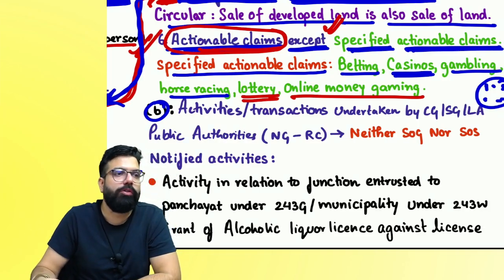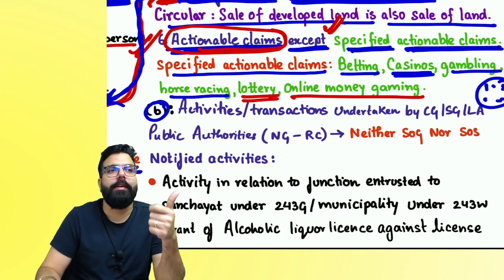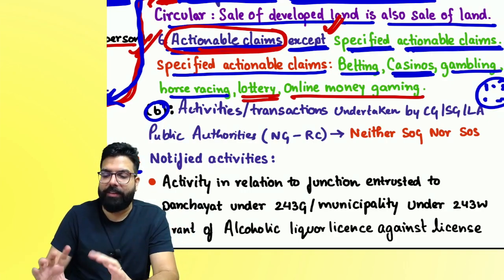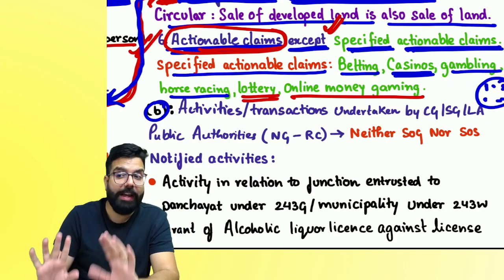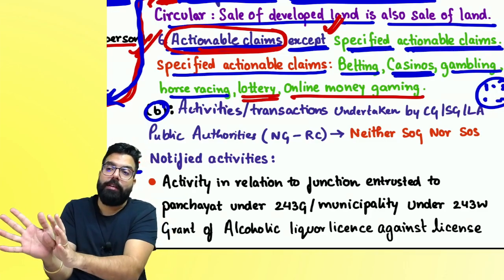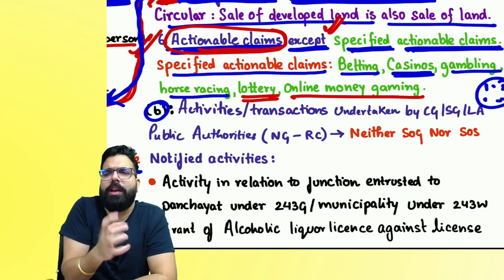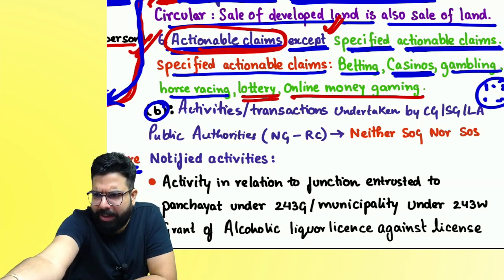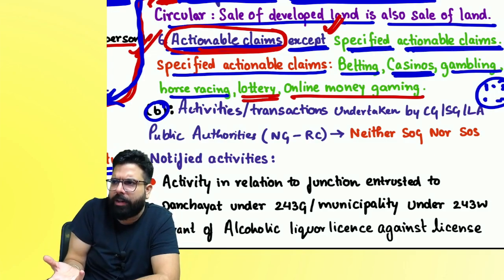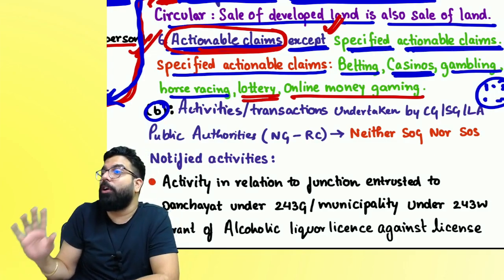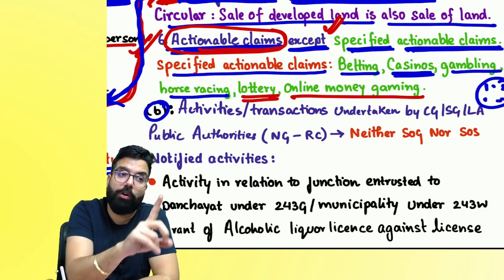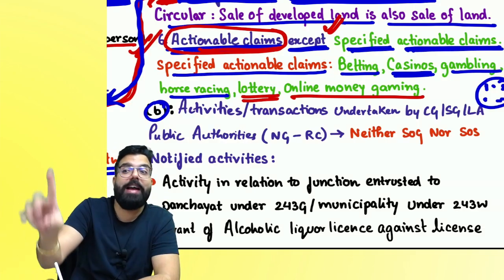Are we clear, everyone? So tell me one thing. Betting, gambling, casino, horse race, online gaming, are they within GST or are they also out? They are in GST. Other than this, if I receive an insurance claim, will GST come on that amount? If I have any arrears of rent which I have a right to receive and I receive it, will GST come on that amount? No, those are not. All actionable claims are goods, but all actionable claims are not supply of goods.